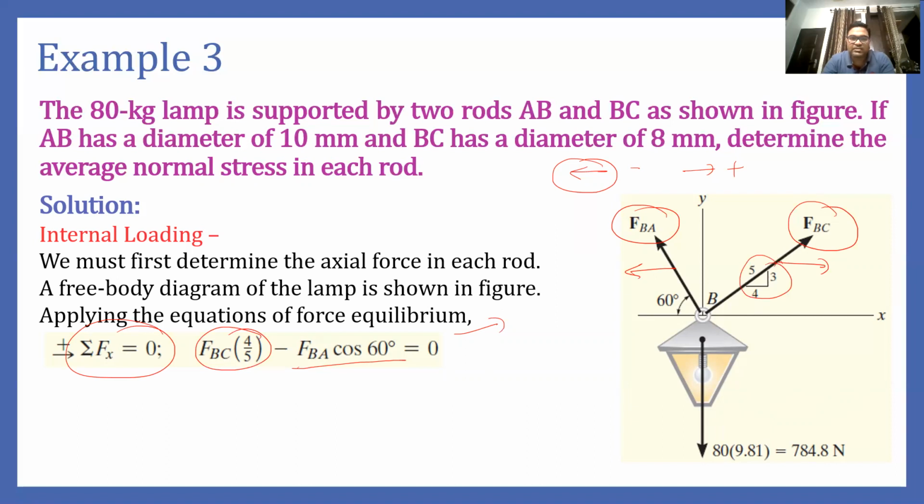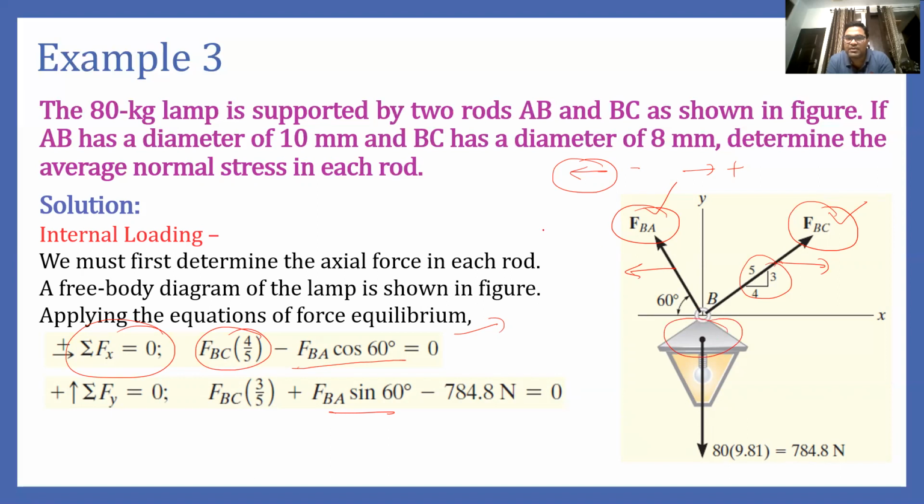Now we will apply the second equation, which is summation of Fy equals 0, which means the sum of all the vertical forces should be equal to 0. The vertical component of FBA will be FBA sine theta, which is positive. Similarly, the vertical component of force FBC will be FBC 3 by 5. And also, as you can see, they are supporting a lamp, and the weight of the lamp is 80 kg.